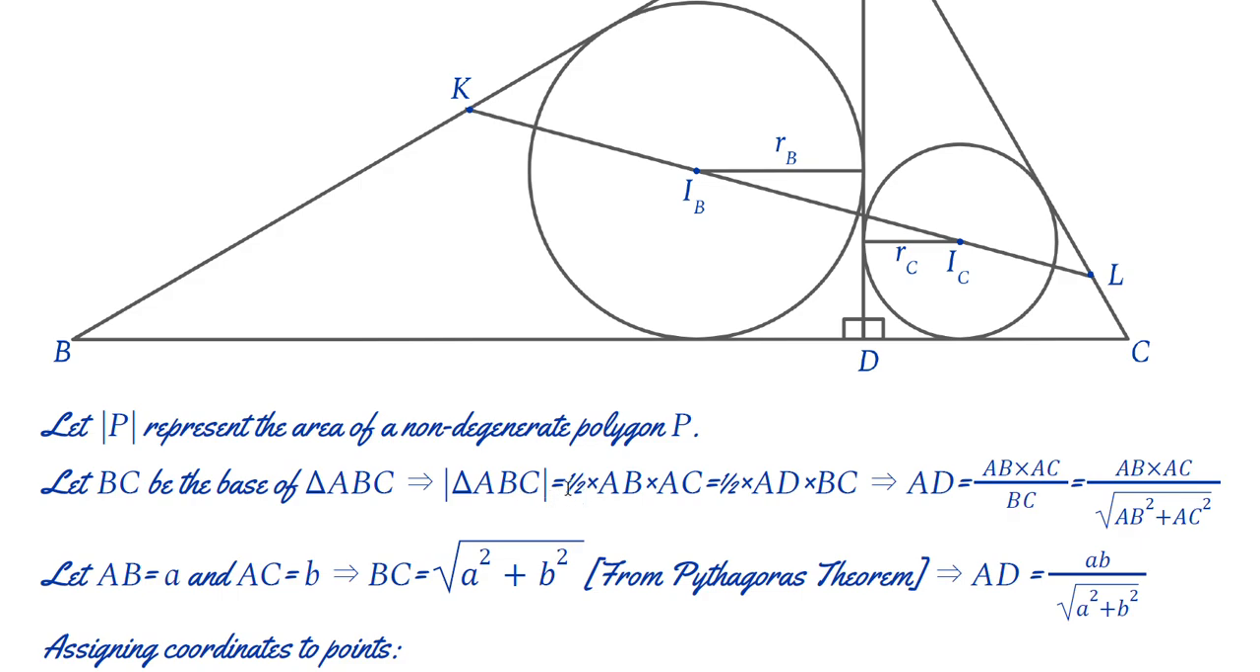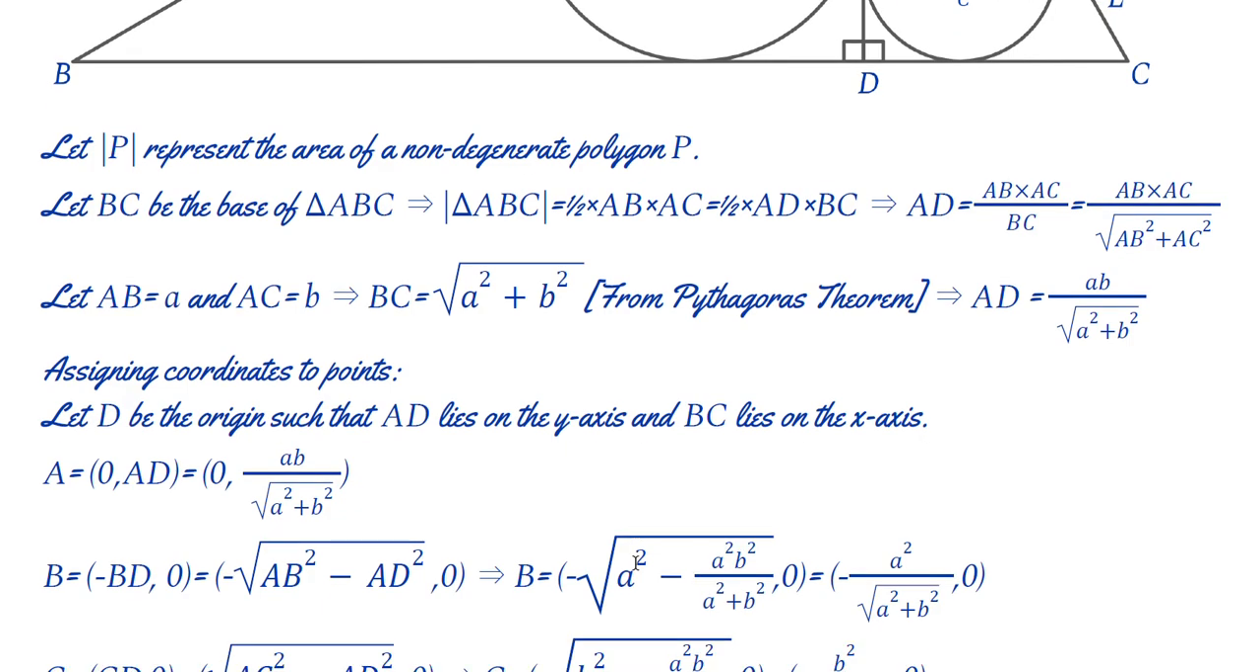So the area of ABC can be written as half into AB into AC because they're perpendicular to each other, or half into AD into BC. They're also perpendicular to each other, and AD is equal to AB into AC by BC. You can derive that from this, and then you can just use Pythagorean theorem to get this. And then we'll be taking AB as a and AC as b because we don't want to write AB and AC everywhere we go. So this is what we're going to be writing.